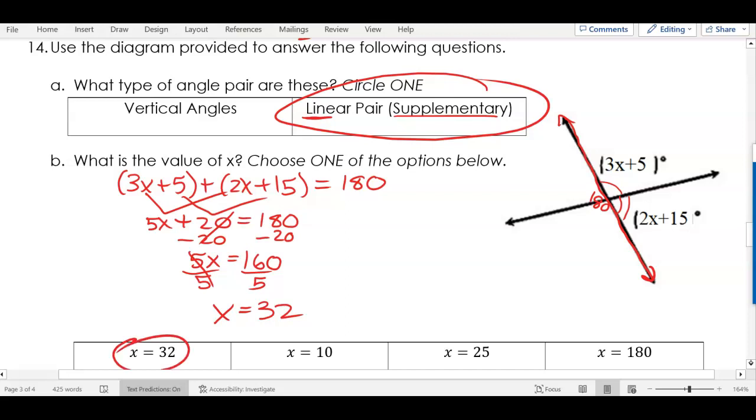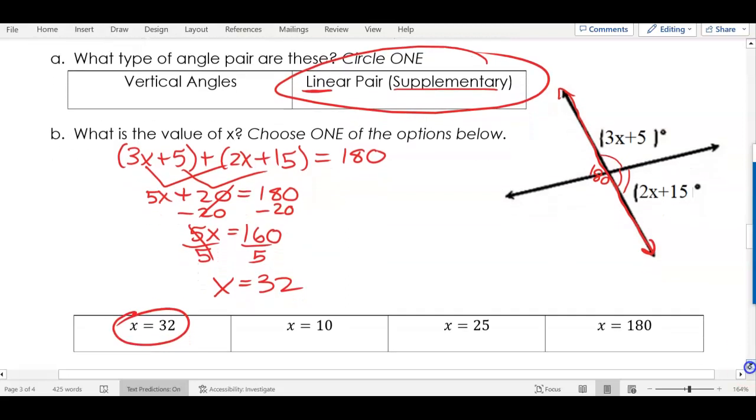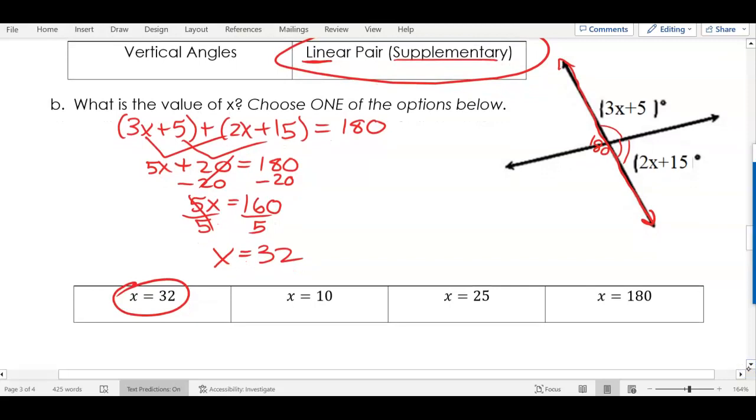Cool. All right. And that's it because it said find the value of x. So you didn't have to plug it back in. Cool.